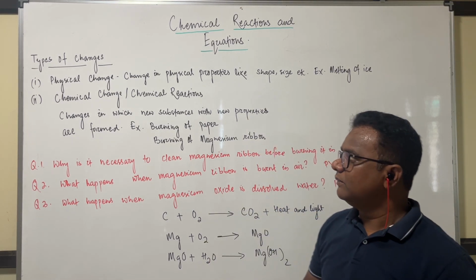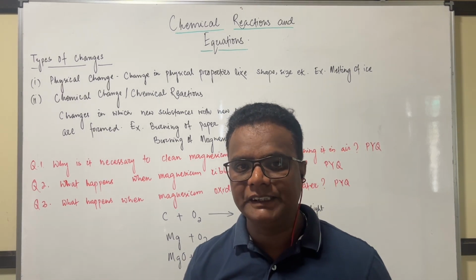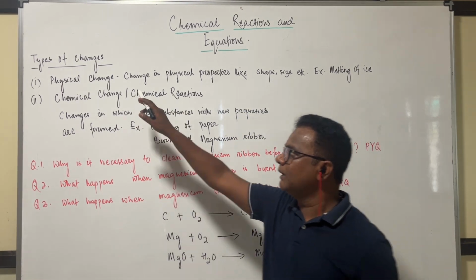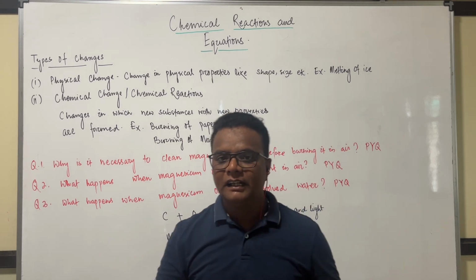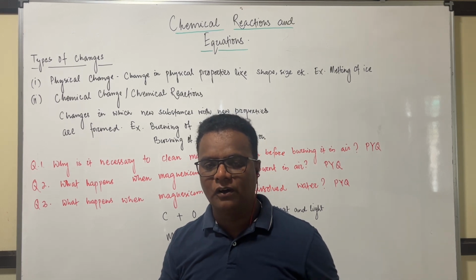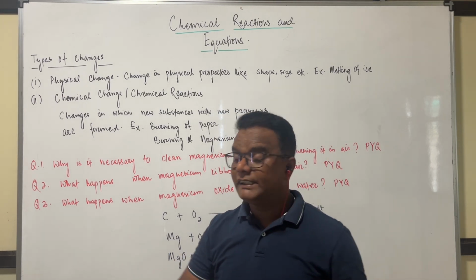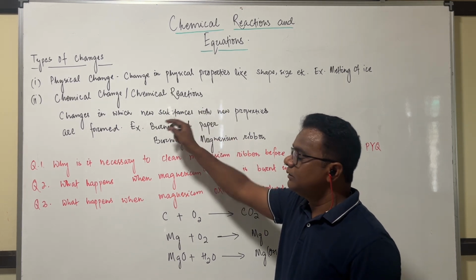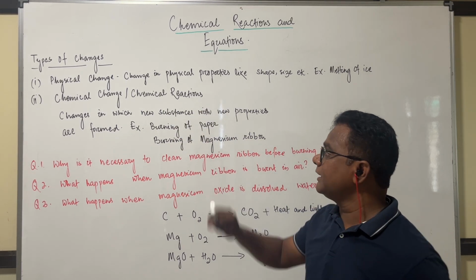Let's start with the first thing, that is types of changes. In our surrounding we see two types of changes. One is physical change and second one is chemical change. Physical change means change in physical properties like shape and size. Suppose if I am bending a piece of iron rod, that is physical change. Melting of ice, that is also physical change. Whereas chemical change means those changes in which new substances with new properties are formed, that is called chemical change.